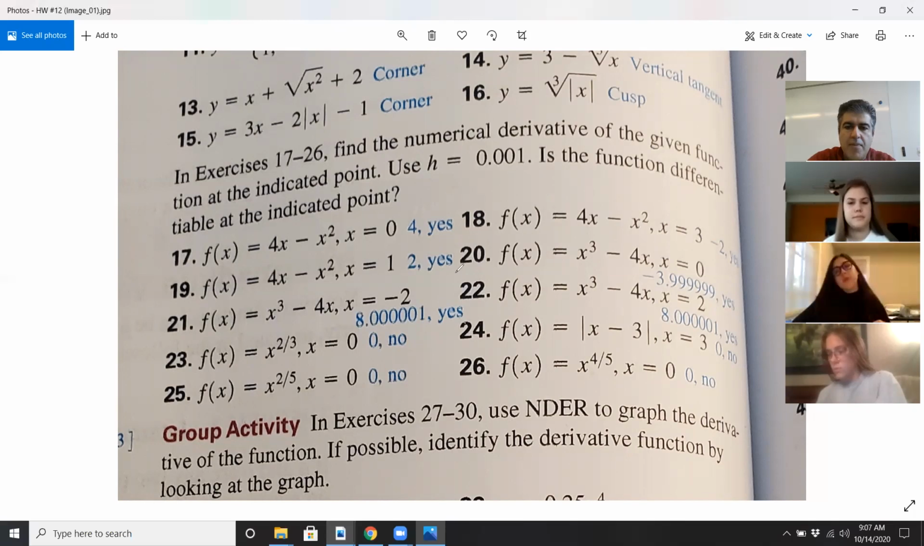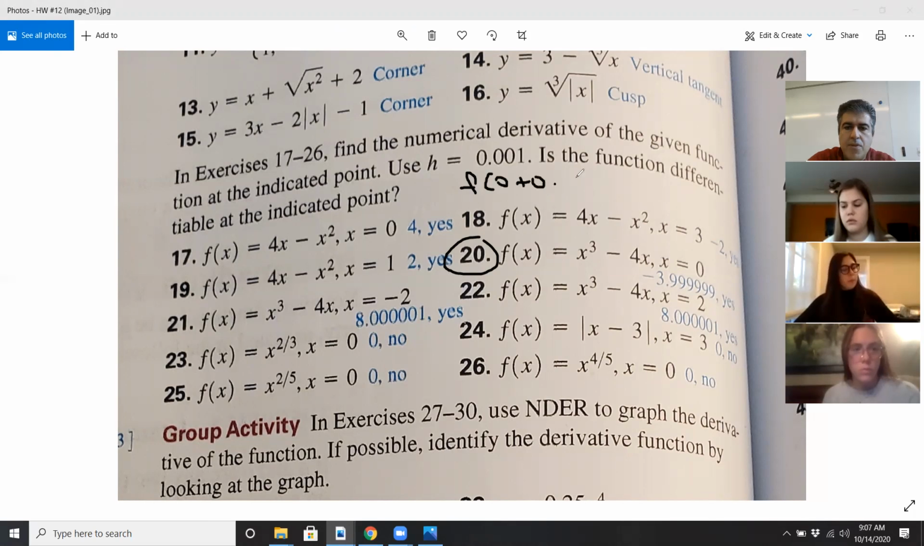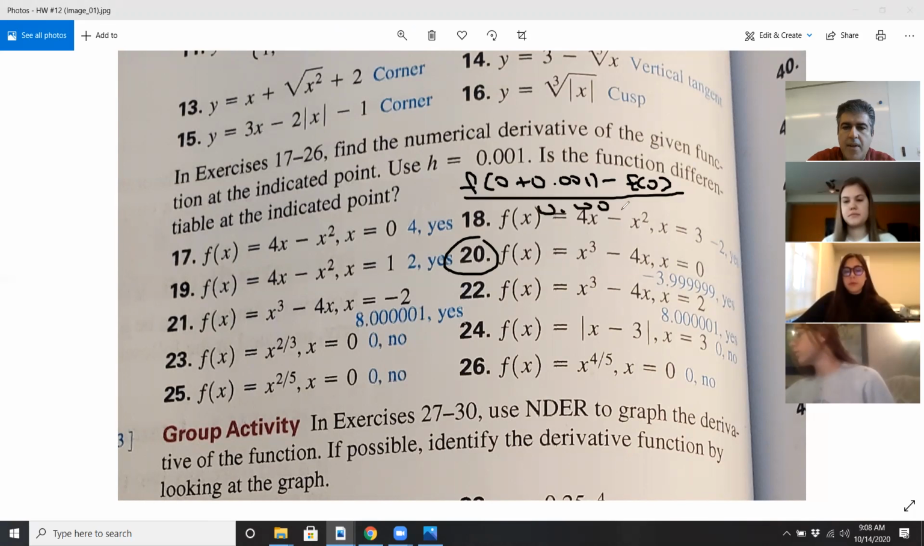For number 20, you'd be doing f of 0 plus 0.001 minus f of 0 over 0.001. And you wouldn't do a limit at all. You would just have to solve that. That's what you would do.